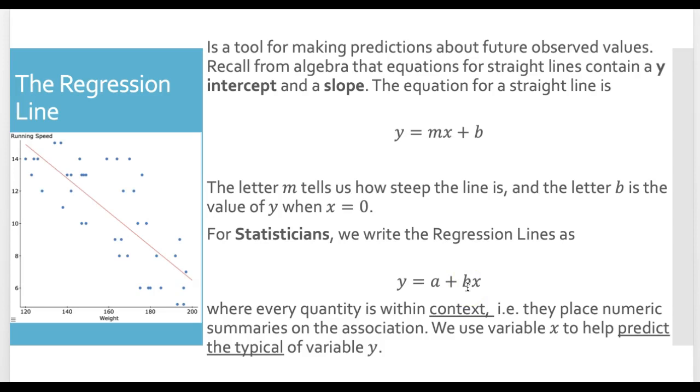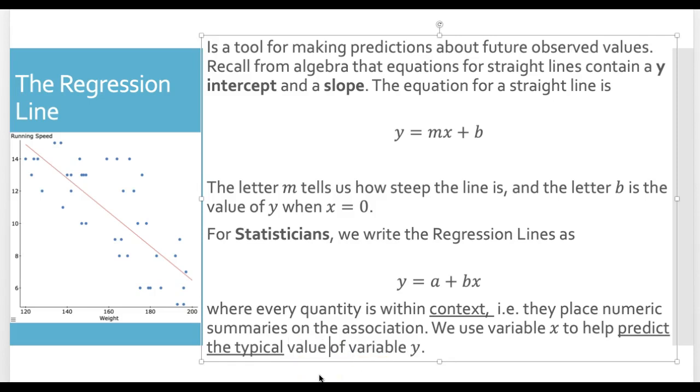The reason we do that is because later on, though we won't see it in this class, we can add more terms, like x squared and x cubed, but we won't do that here. Every quantity is within context, that is, they place numeric summaries on the association. We use the variable x to help predict the typical value of variable y.